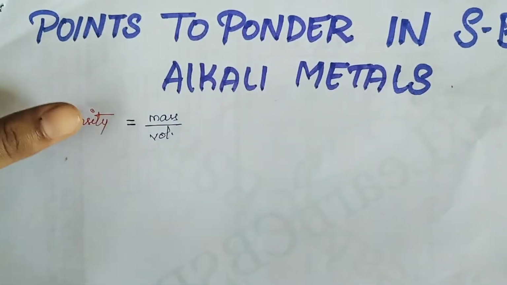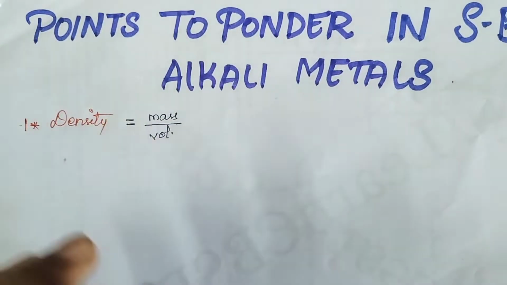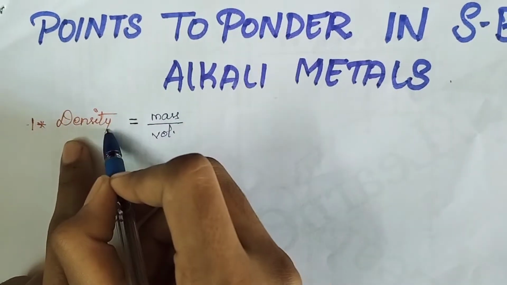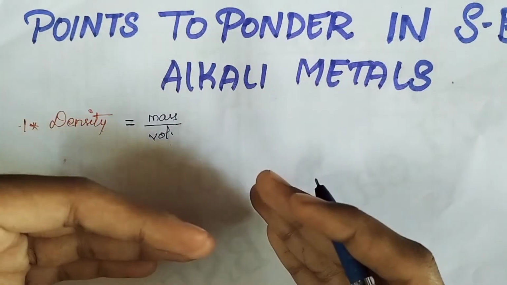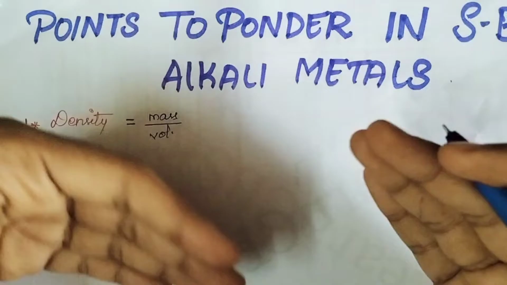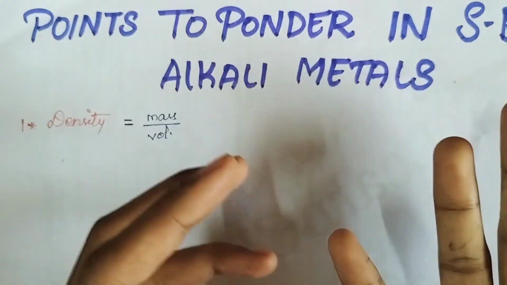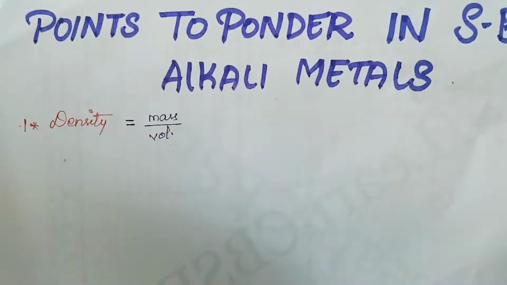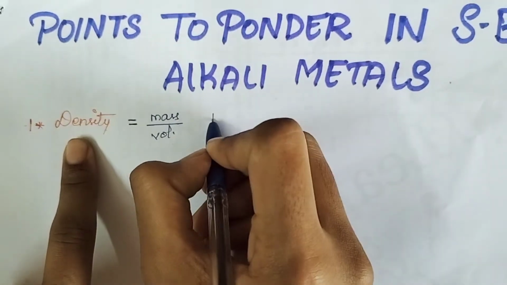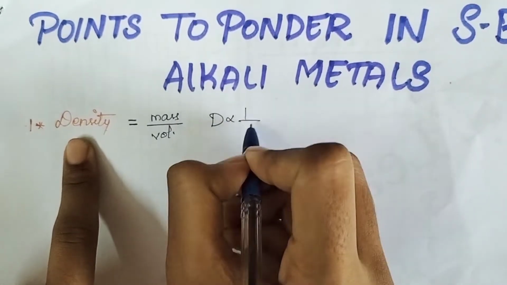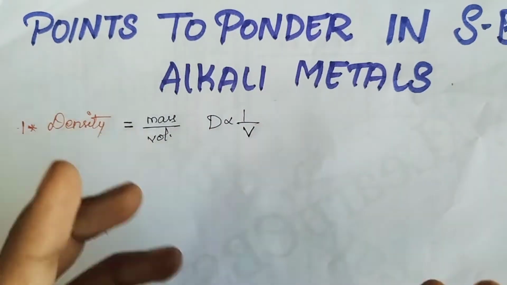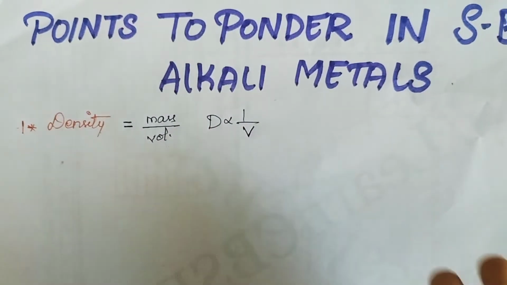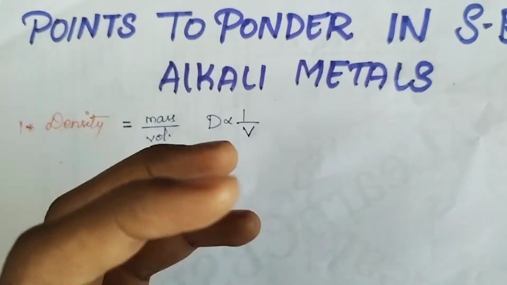Correct? Now, from this you can predict that density is inversely proportional to volume. Inversely proportional means when one decreases, the other increases, and when one increases, the other decreases. They are oppositely matched with each other. So, density is inversely proportional to volume. Volume is a relative measurement of the size of the particular particle.